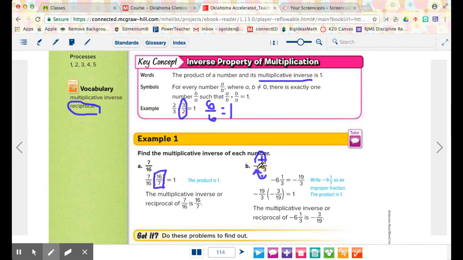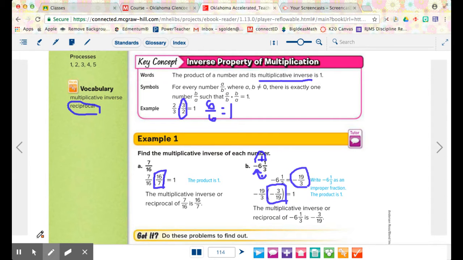So 3 times negative 6 is negative 18 plus 1 more, so we get negative 19 over 3. Now, when you take the multiplicative inverse of a negative number, you're going to flip it, but you still keep the negative sign. Because remember I said when you multiply them, it has to equal 1. I didn't say it could equal negative 1, just 1, so positive. So you have to do a negative times a negative to get a positive. So if it starts out negative, when we take the multiplicative inverse, we just keep that negative sign and flip it. So the multiplicative inverse on this one is negative 3 over 19.